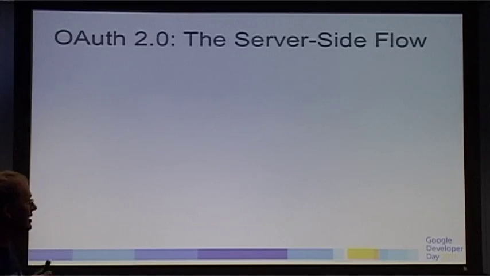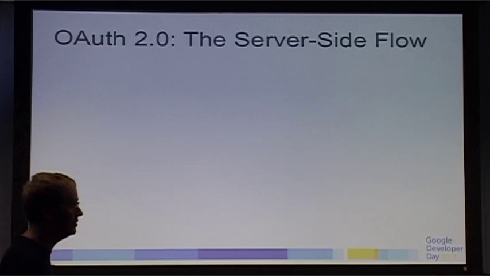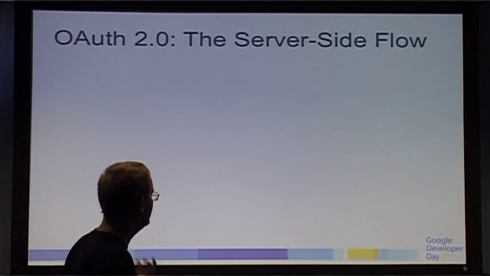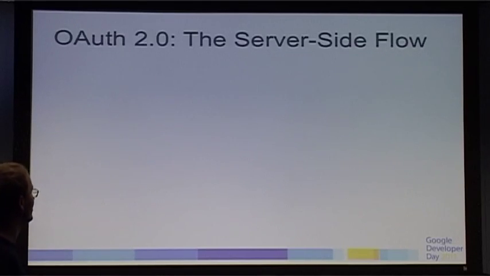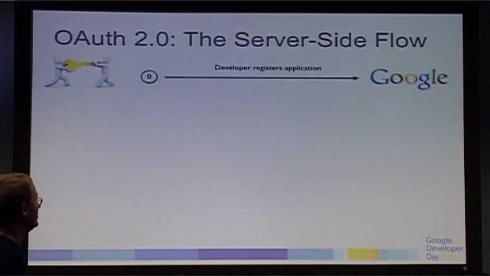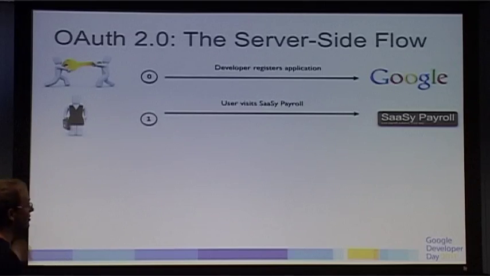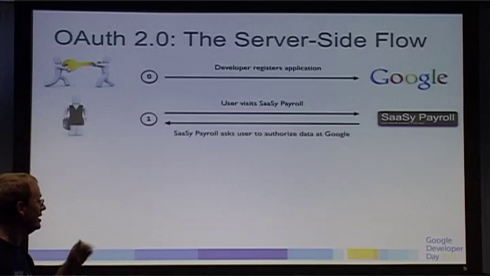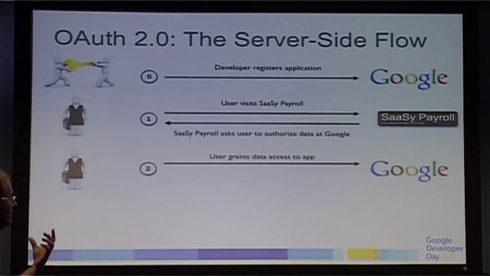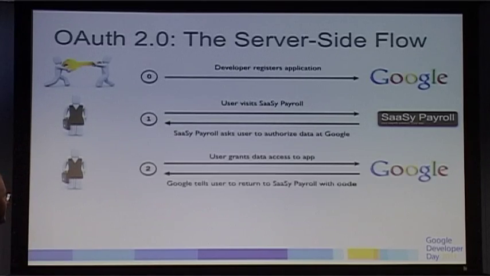All right, so let's step through this server-to-server flow. Most of you develop on server environments. So let's step through this once more quickly to give it all to you on just 2 slides. Developer registers the application. The user visits the application SaaSy Payroll. SaaSy Payroll asks the user to authorize data access. The user hits the allow button, grants the access to the app.